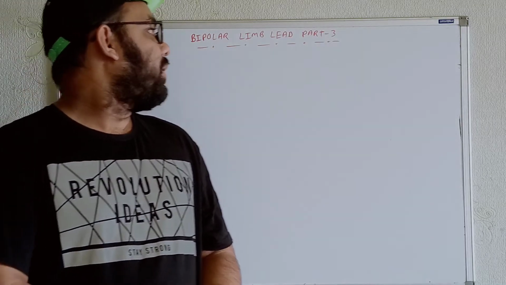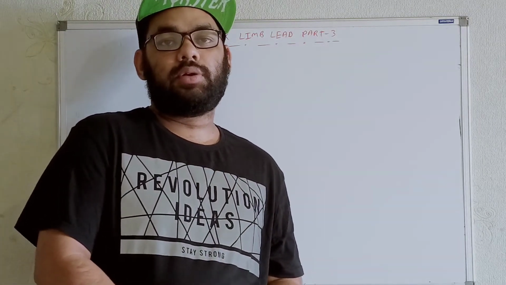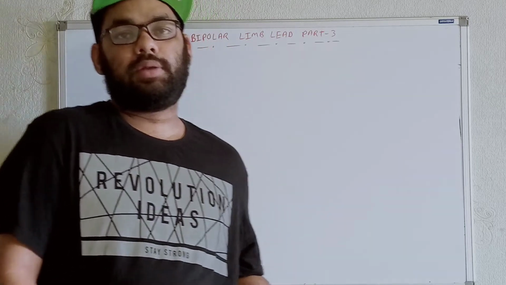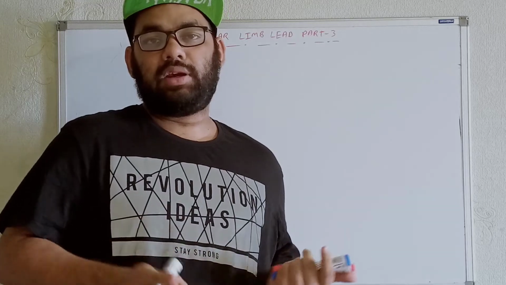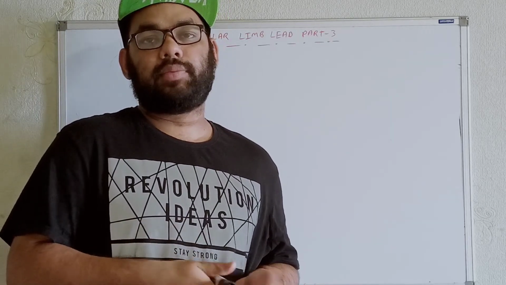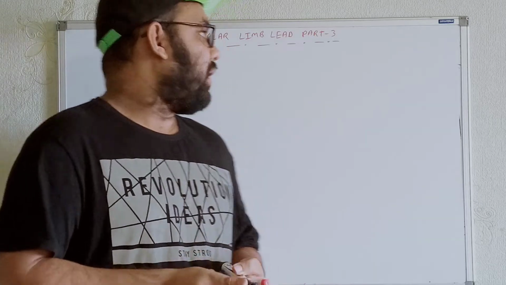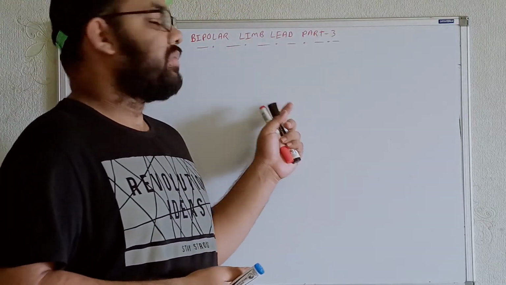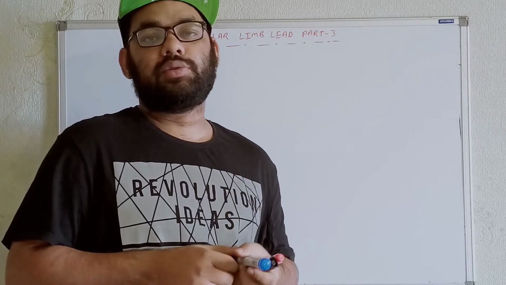Today we'll talk about bipolar leads, part 3. Before starting the video, let me tell you I have already uploaded two videos, bipolar leads part 1 and part 2, where I have discussed how the limbs are formed and the axis of the lead, the pattern of the lead, all these things. Now in this video I'll talk basically about the pathological conditions within the heart.